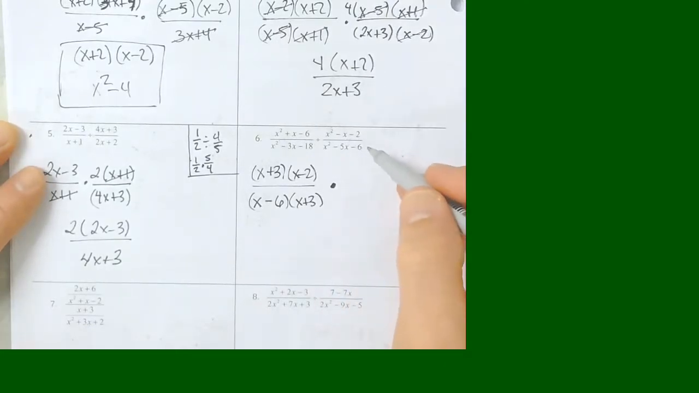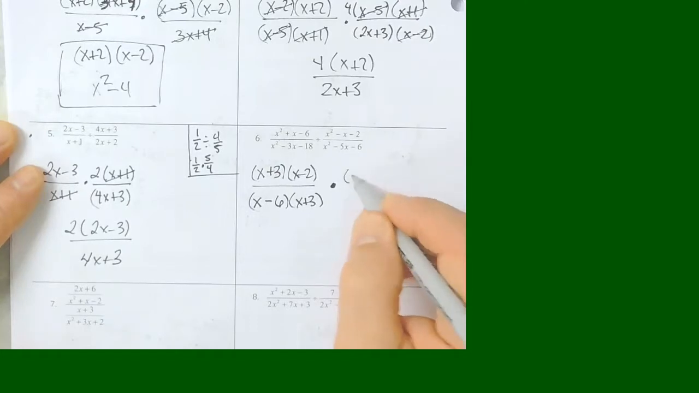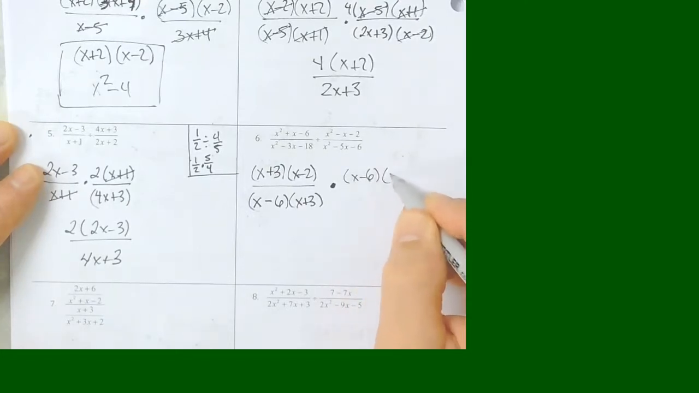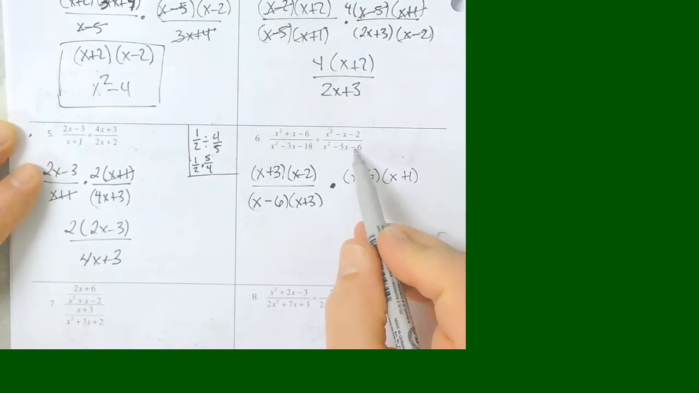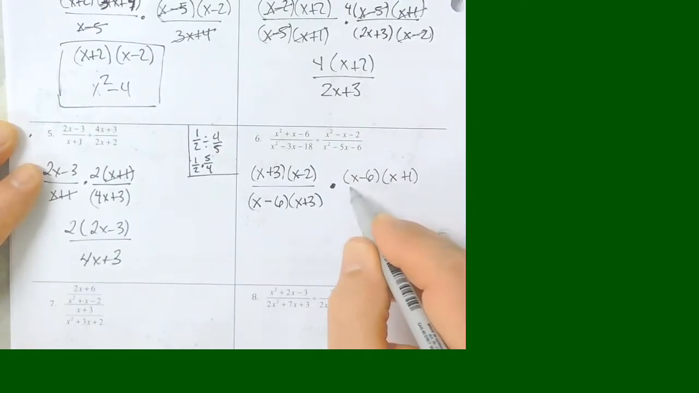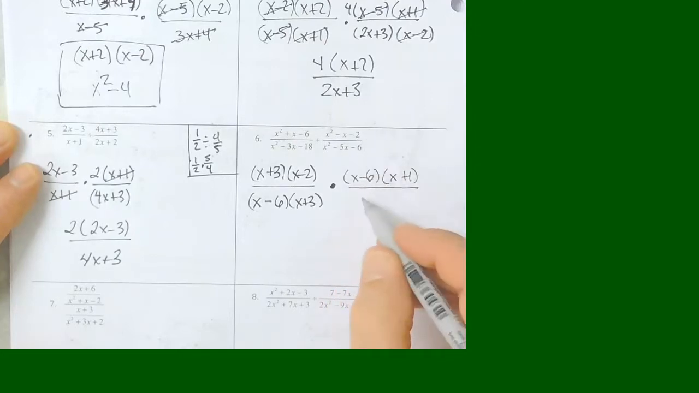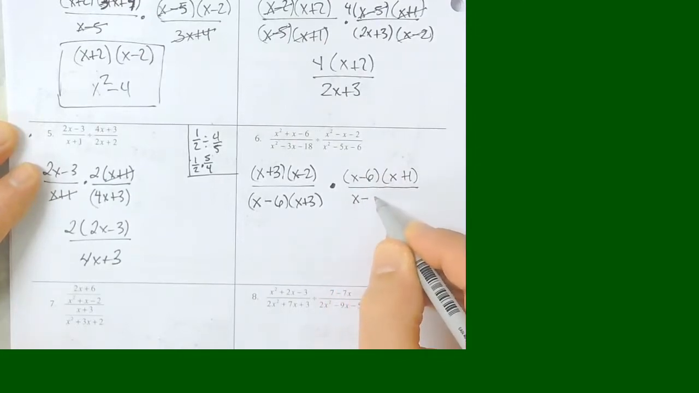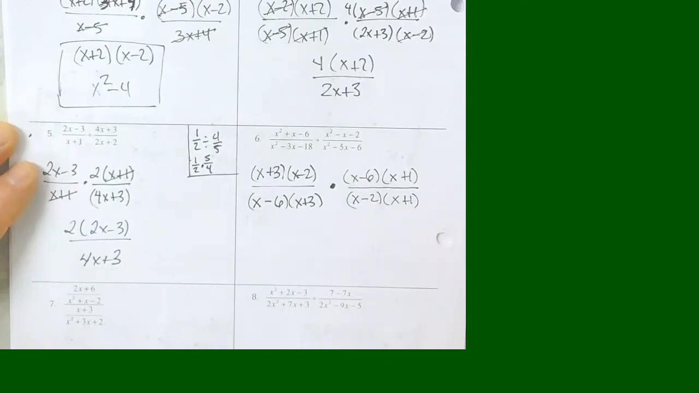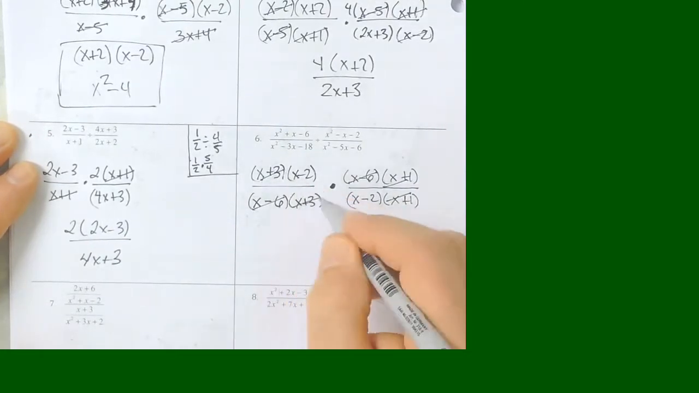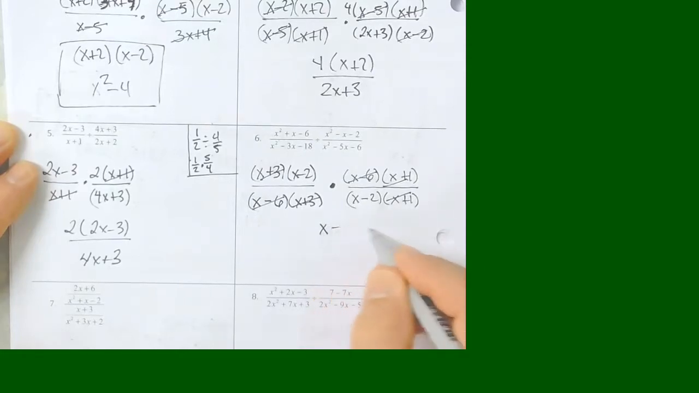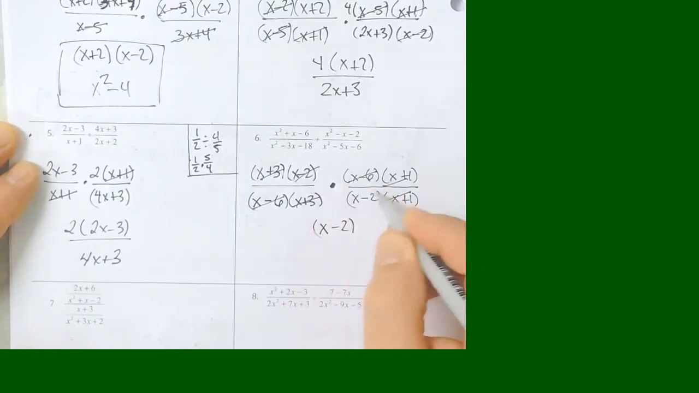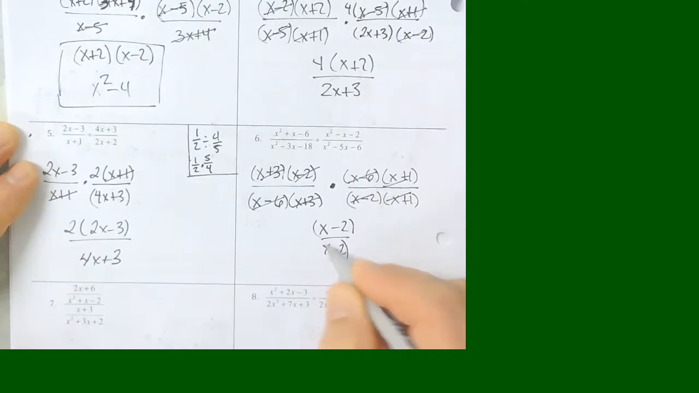What is x squared minus 5x minus 6 factored? Negative 6 and positive 1. I factored and I'm flipping it, so I put it on top. X squared minus x minus 2, x minus 2, x plus 1. Minus 6's, plus 1's, plus 3's leaves us with x minus 2's as well. Looks like everything canceled and this was just 1.